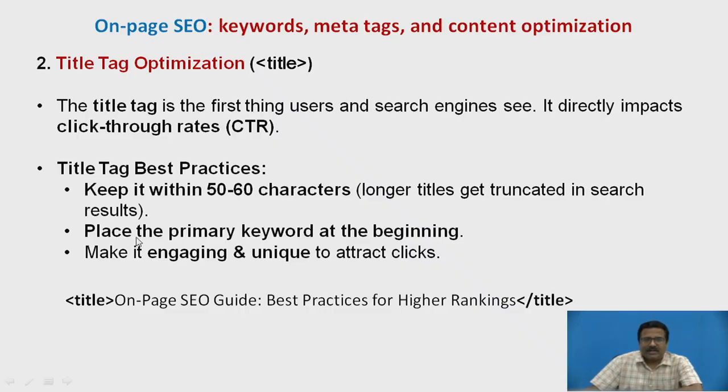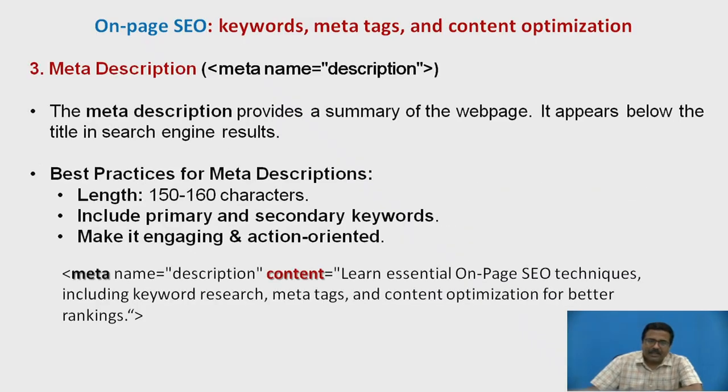For example, my title may be On-Page SEO Guide, Best Practices for Higher Ranking. So if the user is searching for best practices for higher ranking or SEO guide, then definitely this title will rank my page higher, and the probability of my page being recommended to the search user will be more, correct? Then the third process that we follow is the meta description. Meta is the tag we use in our web page, and normally the meta tag provides the summary of the web page.